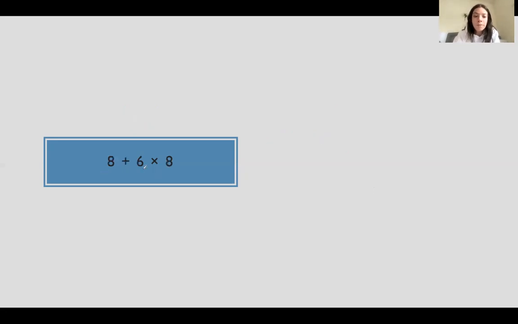Again, in terms of PEMDAS, so we have addition and multiplication. Multiplication comes first. So 6 times 8 is what we're going to do first, and that equals 48. And then we're adding 8 to 48, which gives us 56.